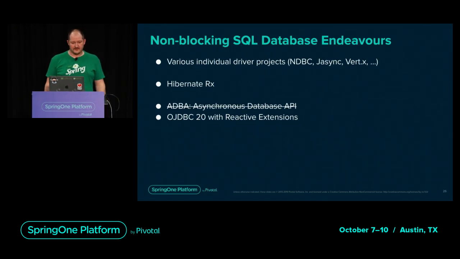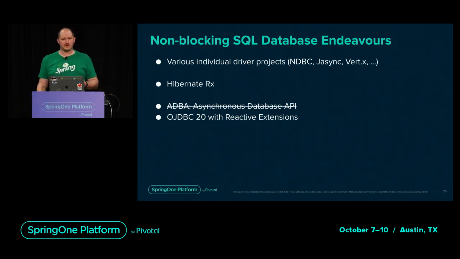So there's a little bit more to the R2DBC story. Since we weren't the first folks who wanted to have a non-blocking communication layer to SQL databases, there were already existing efforts, like NDBC, which provides connectivity for MySQL and Postgres databases. There is this JAsync driver, which is a Kotlin-based driver, also for MySQL and Postgres. Vert.x has been running a few of these drivers for quite a while.